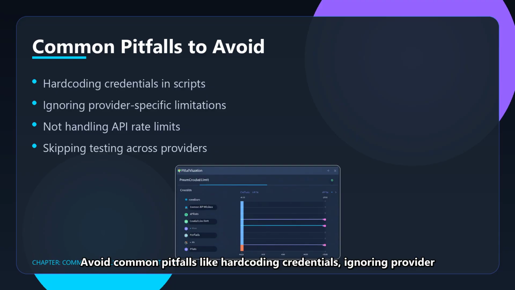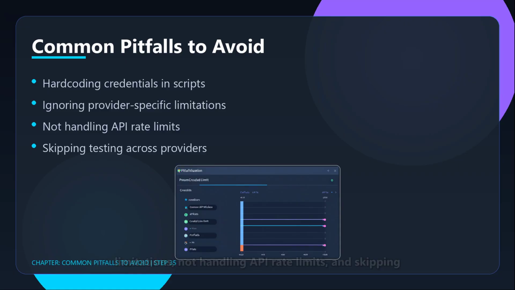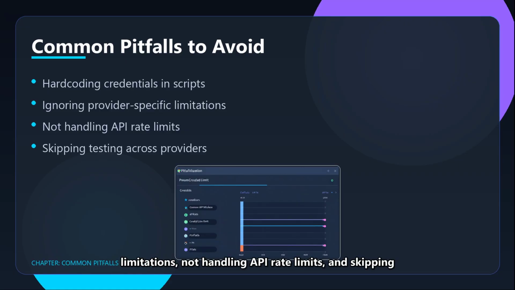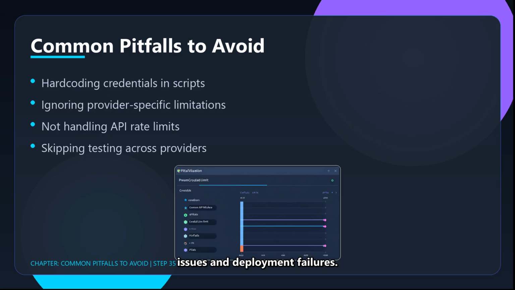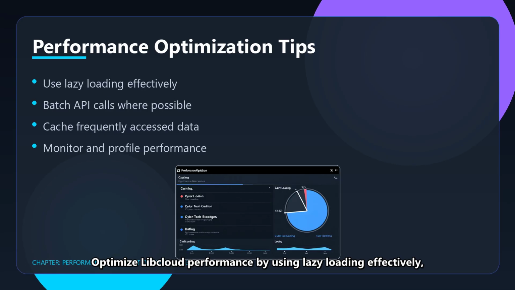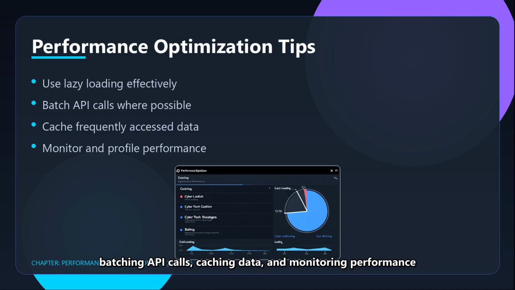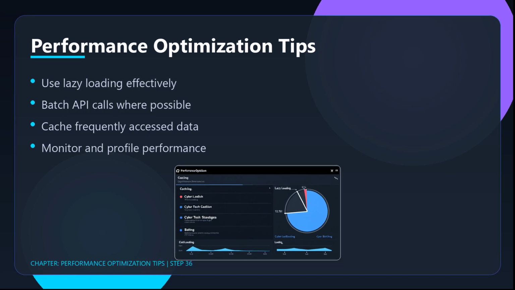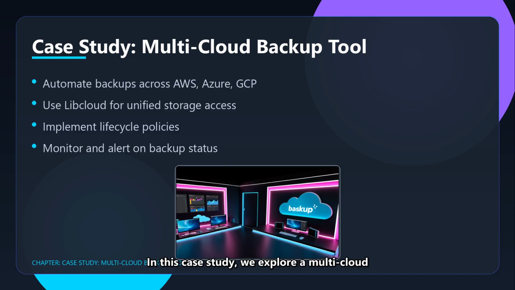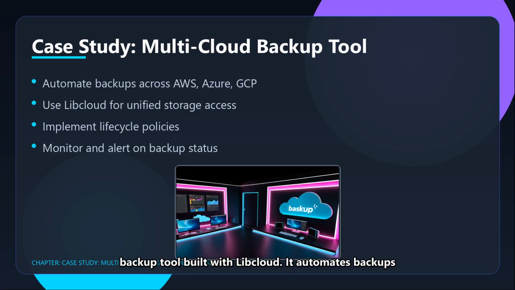Avoid common pitfalls like hard-coding credentials, ignoring provider limitations, not handling API rate limits, and skipping cross-provider testing. These mistakes can lead to security issues and deployment failures. Optimize Libcloud performance by using lazy loading effectively, batching API calls, caching data, and monitoring performance to identify bottlenecks and improve efficiency. In this case study, we explore a multi-cloud backup tool built with Libcloud.